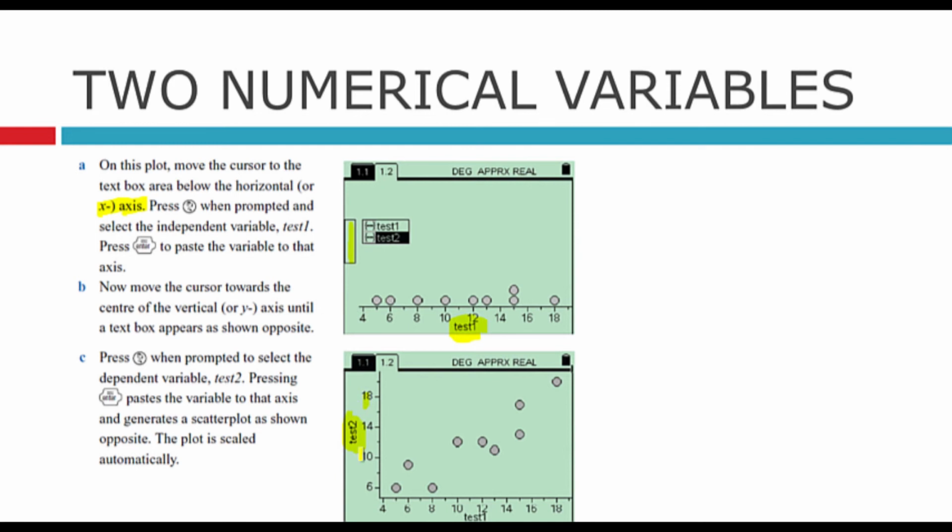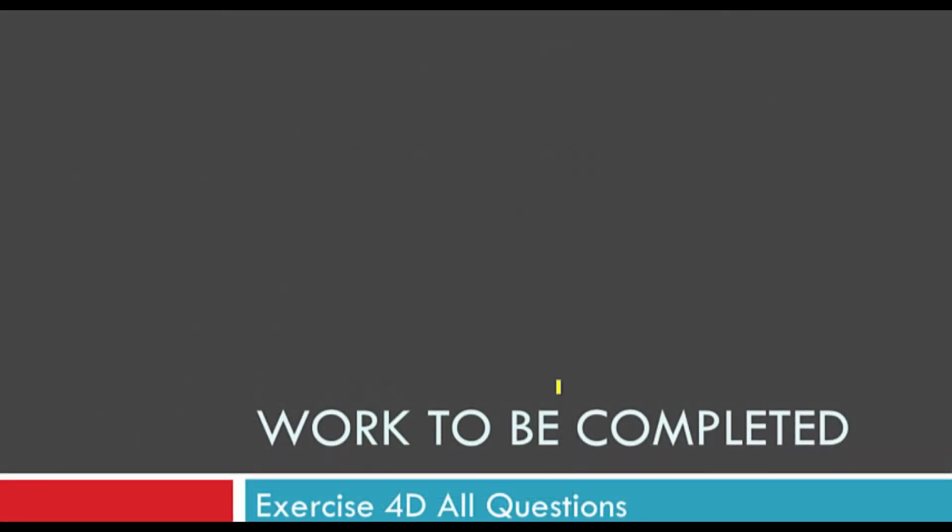And you'll see the dots moving as you do this, and you'll find that you'll get this screen coming up. So what we've created is a scatter plot using test 1 and test 2 data. And this is the work that you have to do.